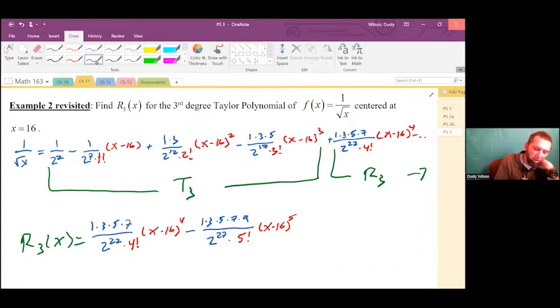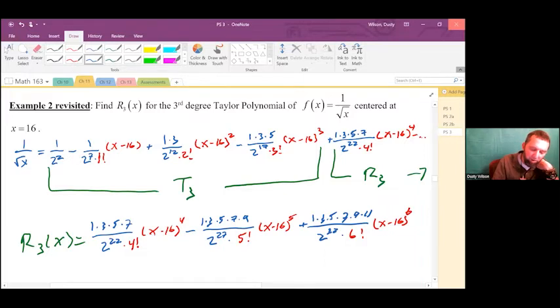And then it would go plus, if you want one more term, it'd be like 1 times 3 times 5 times 7 times 9 times 11 all over 2 to the 32nd power times 6 factorial times (x minus 16) to the sixth. And then it's going to keep going forever and ever. This one has a dot, dot, dot.